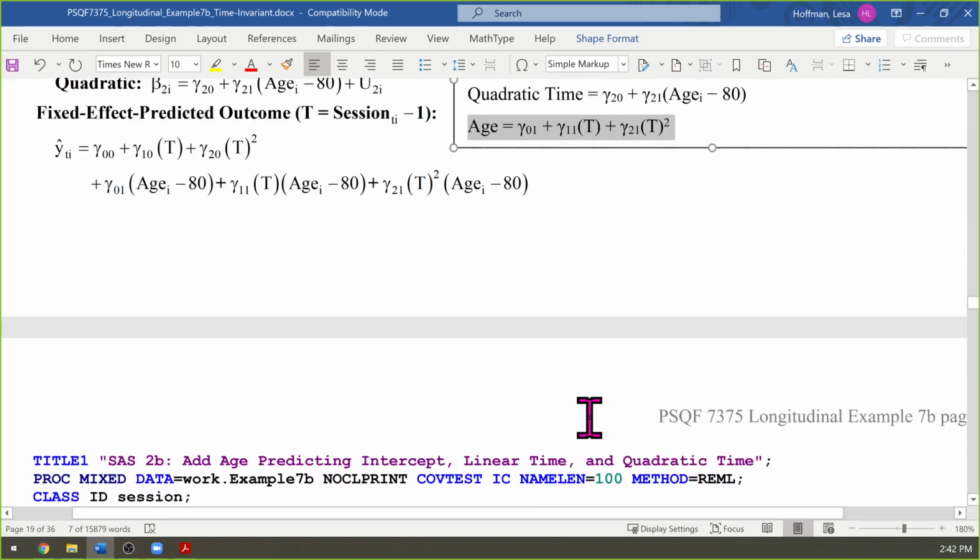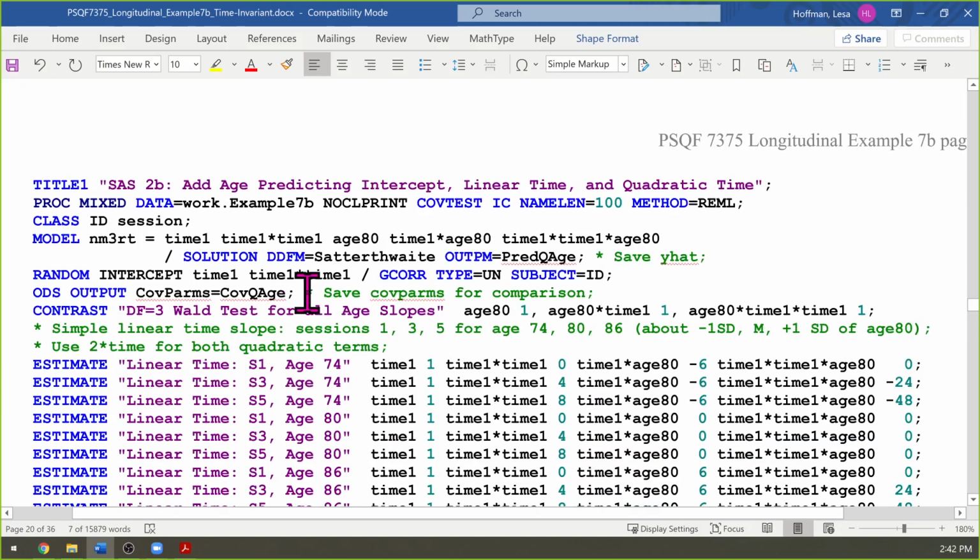So then the code. So I'm adding in these 3 interaction terms to the model. Actually, 1 main effect and 2 interaction terms. So this term right here with age just floating by itself, that's what I call the main effect of age, meaning just the fixed slope of age. Because it's part of these interactions, this will become the fixed slope of age at session 1.